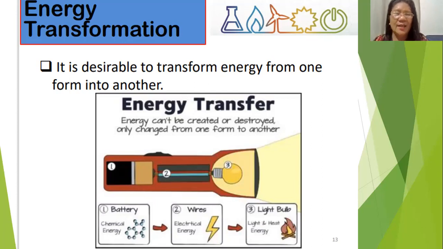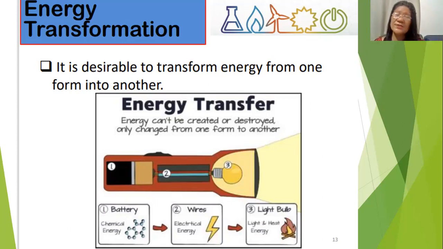Okay, that's it. So, we have a cell here, a battery cell, in the flashlight. So, what happened? There is chemical energy. What chemical energy? Doesn't it have a positive or negative charge? In the battery cell, there is a positive and negative charge. So if there is a positive and negative charge connected to your wires, what will happen?